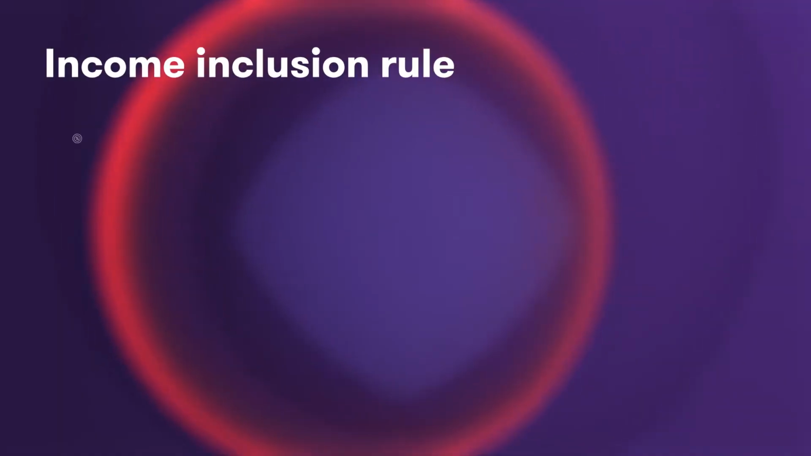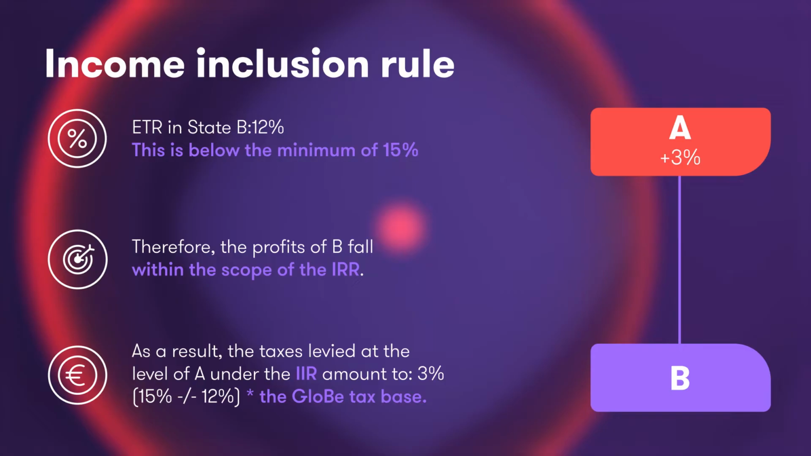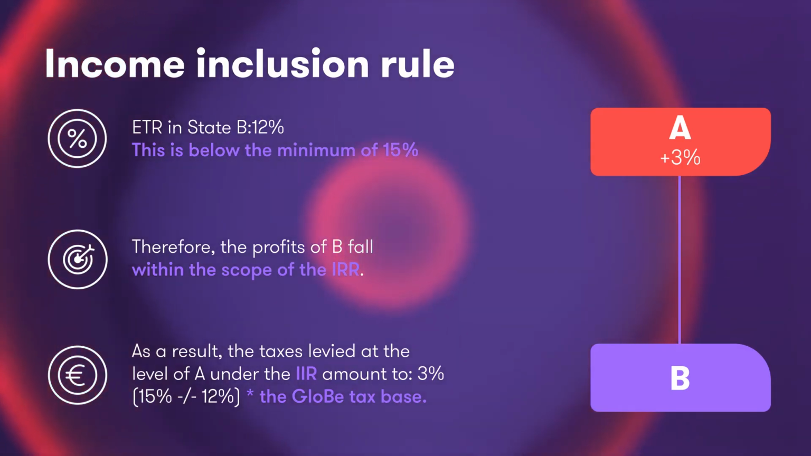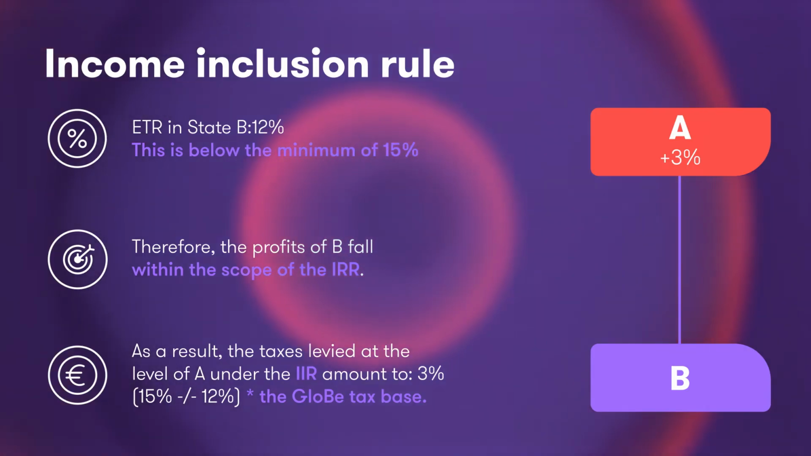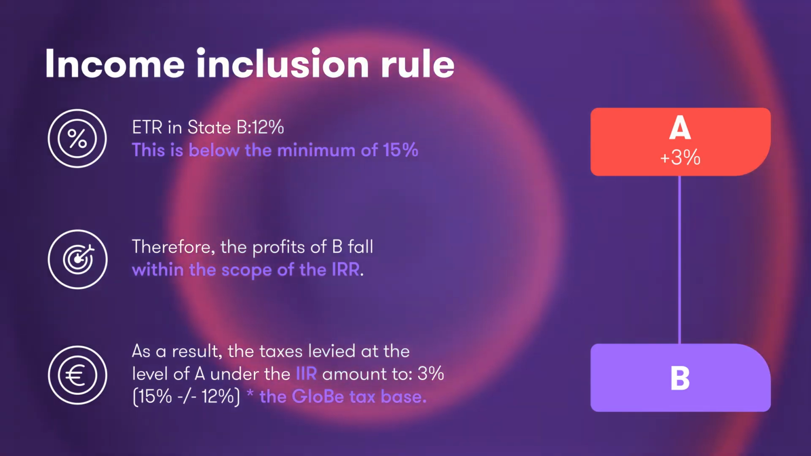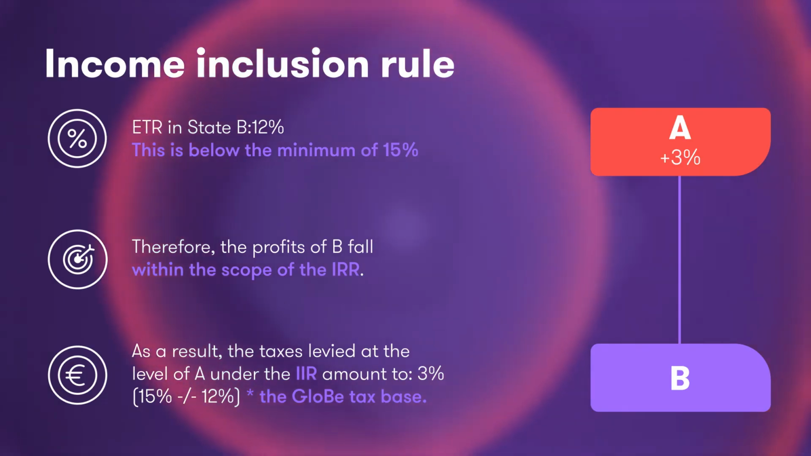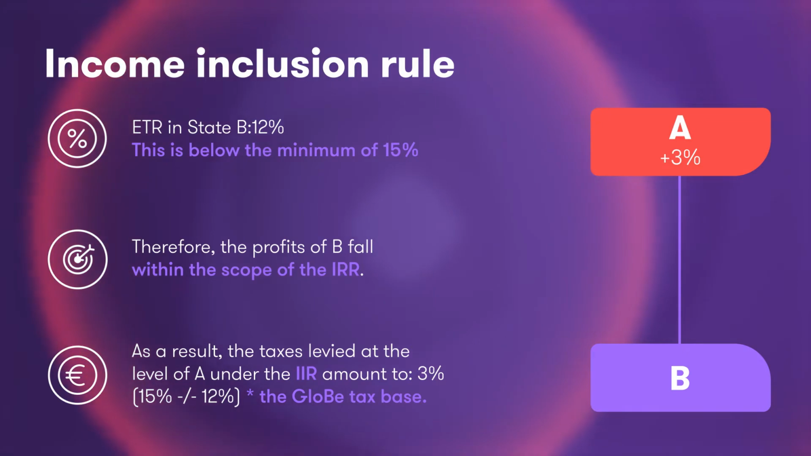The income inclusion rule means an additional tax, which will be imposed on the ultimate parent company of the group in case a foreign subsidiary of the group is effectively taxed at a rate lower than 15%. This top-up tax in the country of the parent company ensures that group enterprises cannot have an effective tax rate under 15% in any jurisdiction they operate.